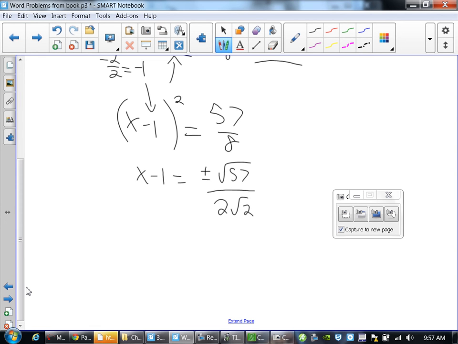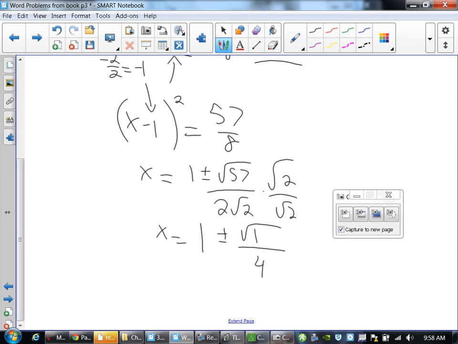Everybody agrees we have to move the 1 over, right? That's easy enough. So I'm going to say it's 1 plus or minus. But I have to get rid of that root 2 in the denominator. What do I do? Root 2 to the top and bottom. So the square root of 2 times the square root of 2 is 2. What's 2 times 2? 4. So you get x equals 1 plus or minus something over 4. 57 times 2 is the square root of 114, I believe.